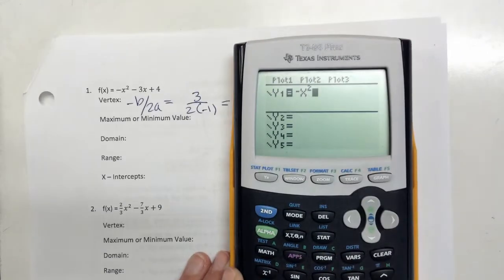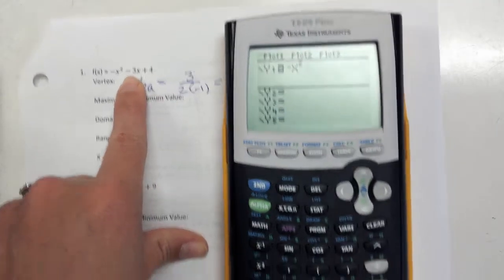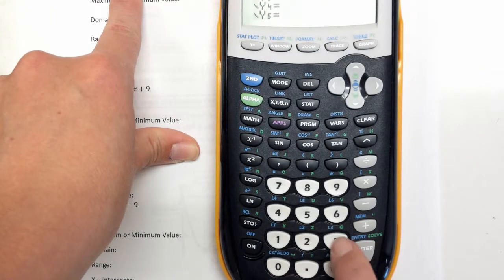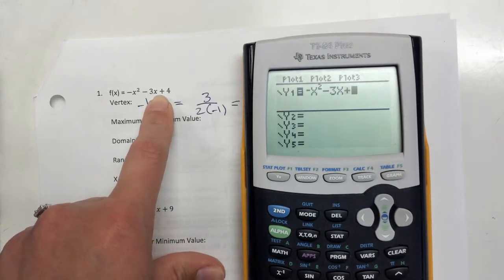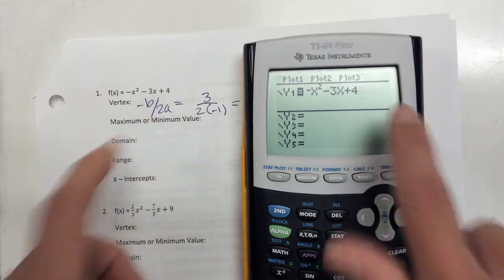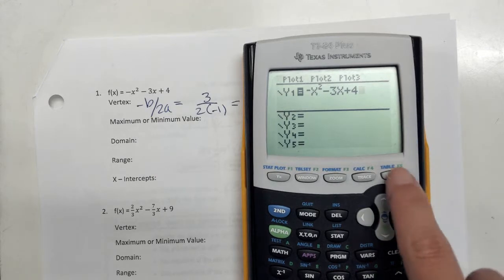Squared. Now type in not negative, but minus 3x. Okay, so this button right here, minus 3, and then x button up here. And then plus 4. Everybody's function should look like this. Make sure that all your signs are correct, because if they're not, it'll mess it up. Everybody good? Alright, now hit graph, this button up here.